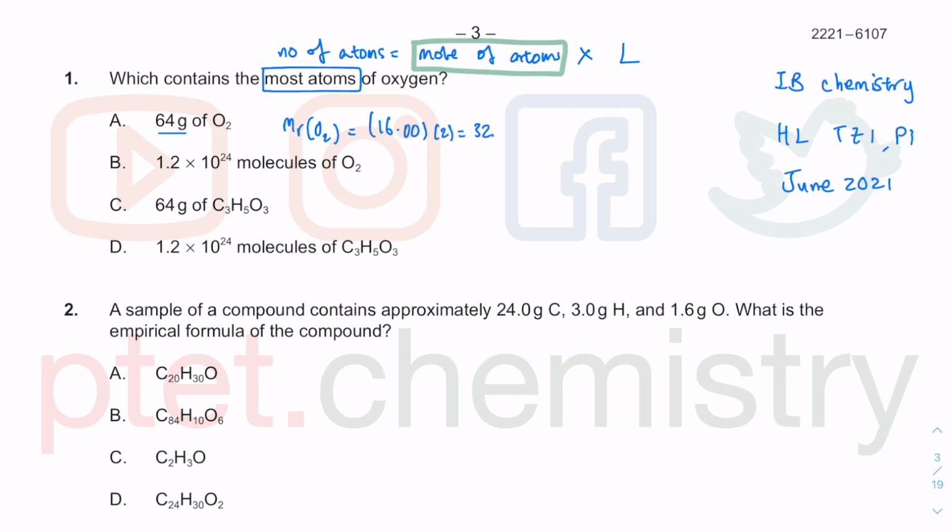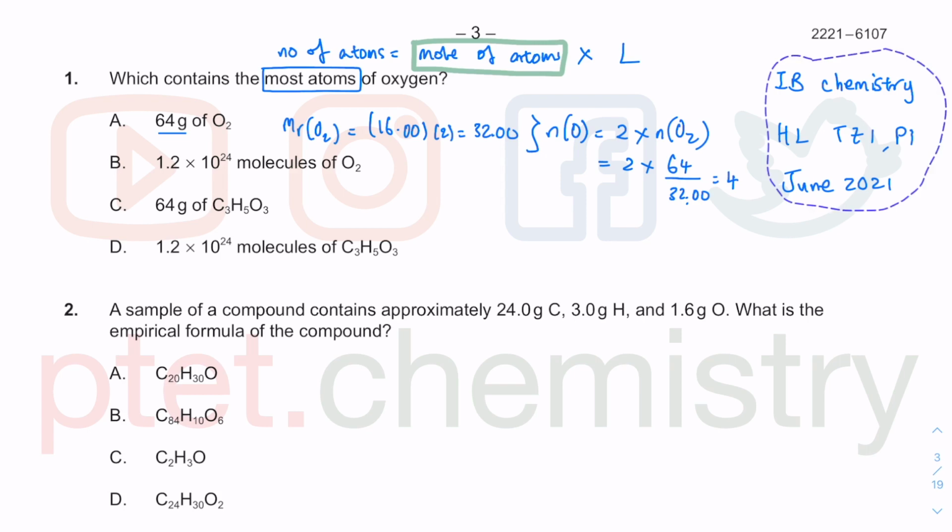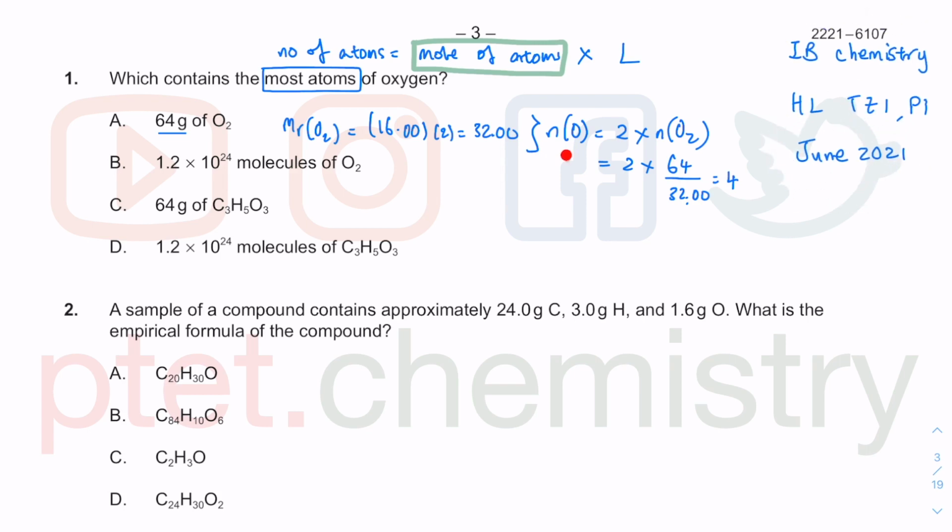That gives me 32.00. And the mole of oxygen atoms is going to be 2 times the mole of oxygen molecule, because in one molecule of O2, we have 2 oxygen atoms. Then that is 2 times 64 gram of the molecule, so 64 divided by 32.00. So 2 times 64 divided by 32.00, I get 4 mole of atoms there. So that is the mole of the oxygen atoms, and there are 4 mole of this oxygen atom.